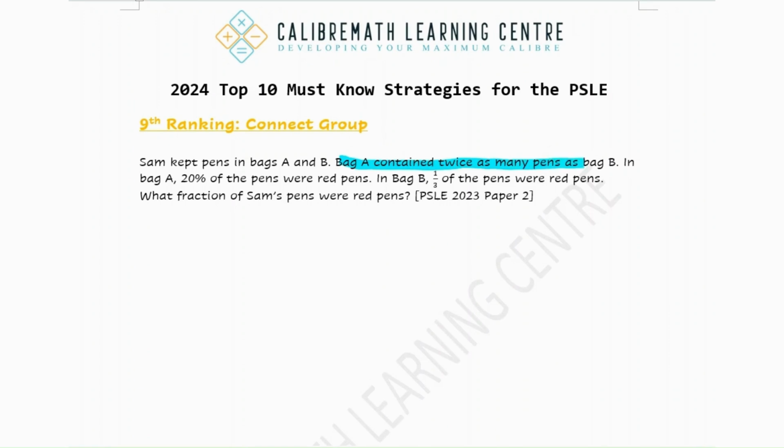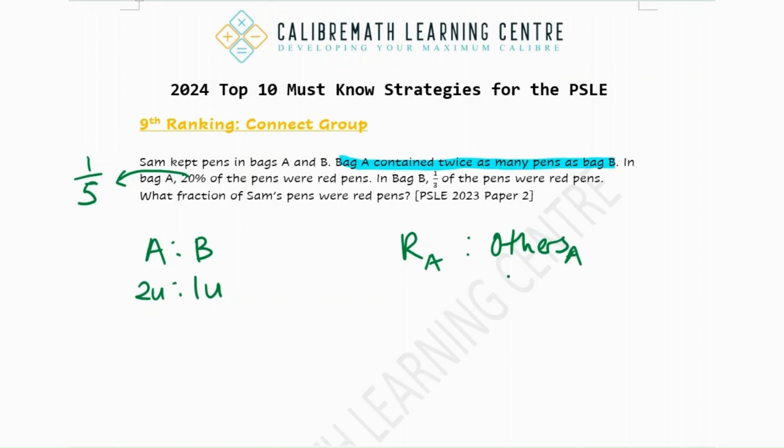Bag A contained twice as many pens as bag B. So we're going to write a ratio to represent this information. So A is to B is 2 units is to 1 unit. And then next, for this 20%, remember that you have to change this to become a fraction. So we have 1/5. And we're going to write another ratio to represent this information. So red pens in bag A to others in bag A is 1 unit is to 4 units. And the total units for bag A is 5 units.